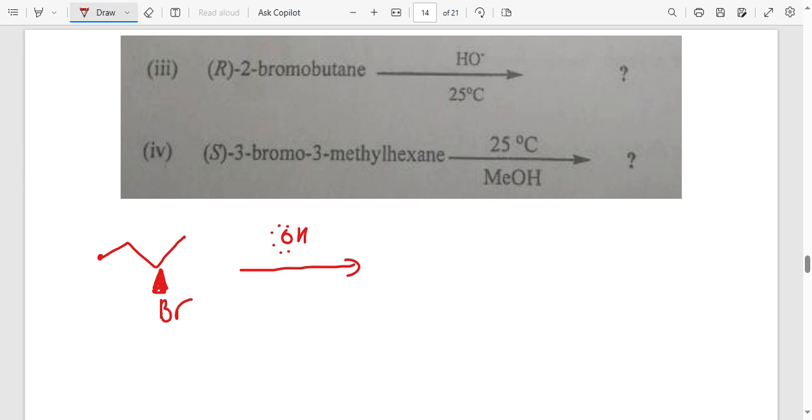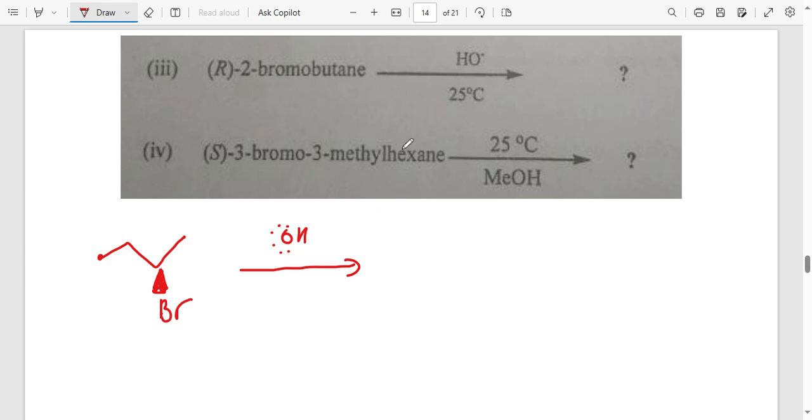SN2. Okay. Is there another suggestion from anyone else? Is there another suggestion? Okay.